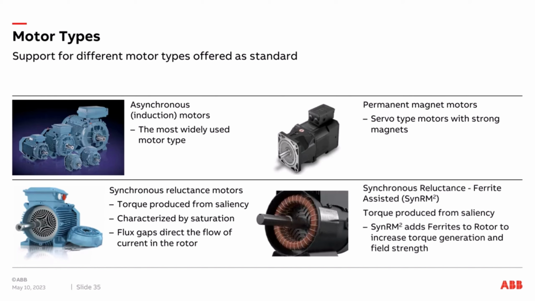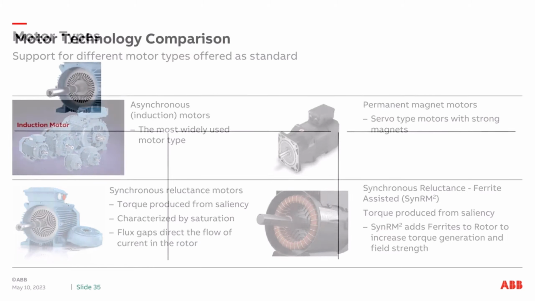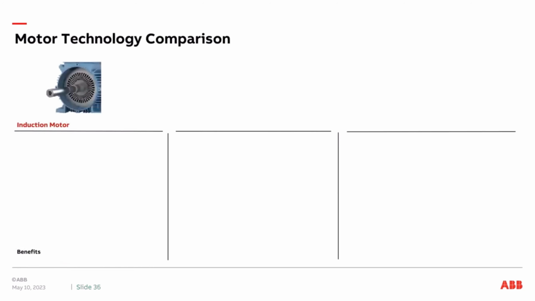Synchronous reluctance ferrite-assisted motors, or SynRM squared: torque is produced through saliency, just like the synchronous reluctance motor, but the synchronous reluctance squared adds ferrites to the rotor to increase the torque generated and the field strength. So let's review quickly an induction motor.